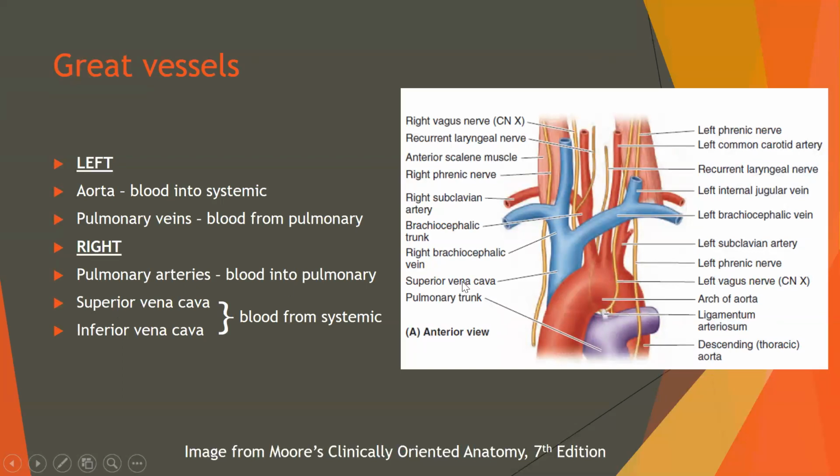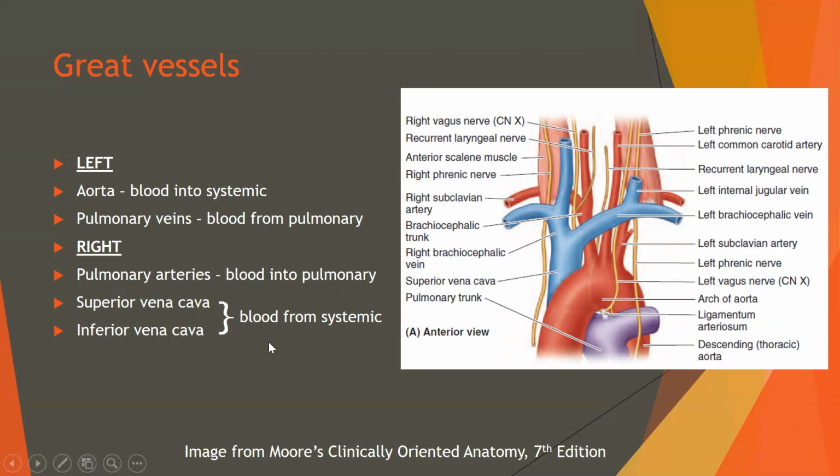Your pulmonary veins, they're not in this picture, but they just come from the lungs into the heart, into the left atrium. Pulmonary arteries carry blood into the pulmonary circulation, and they just go out through the trunk there and go straight out to the lungs.